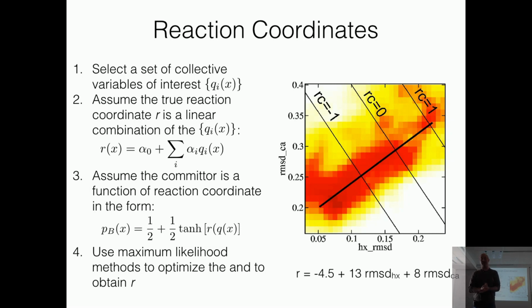The reason that you take that is that the committor probably does have that form, because it's going to drop off very rapidly, based on Boltzmann. And then you just use this maximum likelihood approach to optimize the results, or optimize the linear combination. It should say optimize the alphas and obtain R. And this is just an example of that, where alpha helix and then some RMSD of carbon alpha were what ended up being the most important reaction coordinates in this simulation.